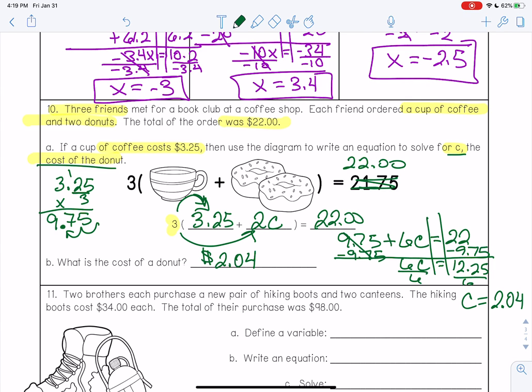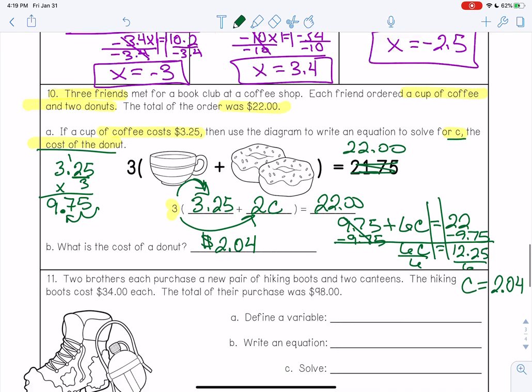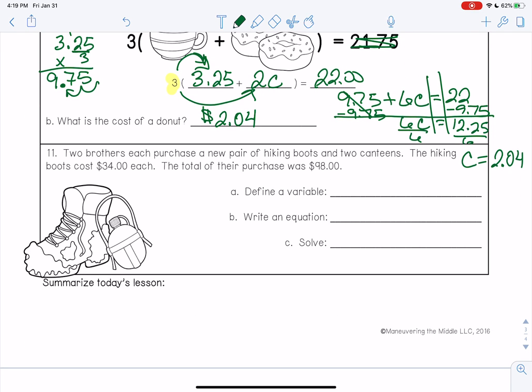About. Okay? All right. For number 11, 2 brothers each purchase a new pair of hiking boots and 2 canteens. The hiking boots cost $34 each. The total of their purchase was $98.